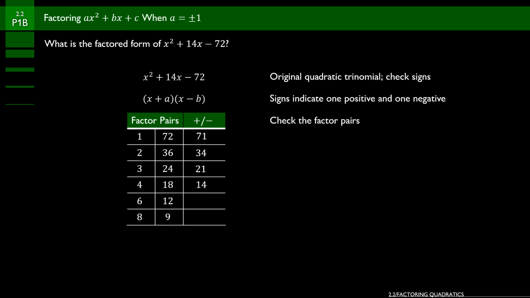Just to finish this out, we've got 12 and 6 is going to give us 6, and then 9 and 8 is going to give us 1, just to make sure. So we're going to use the pair 18 and 4, and 18 is going to go in behind the positive, 4 is going to go behind the negative, so we get the factors x plus 18 times x minus 4. Again, to check and see if your work is correct, you would go ahead and FOIL this all through, and it would give you x squared plus 14x minus 72.